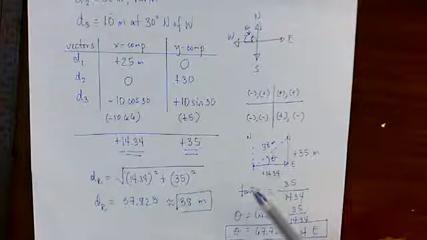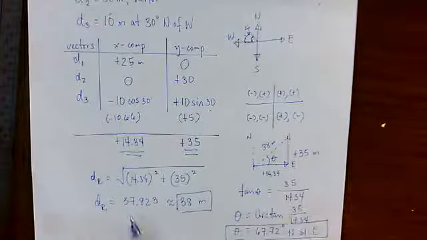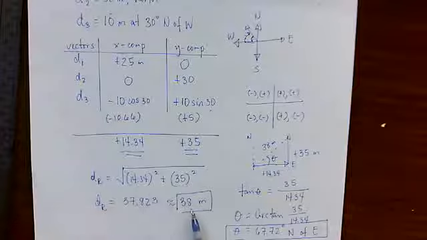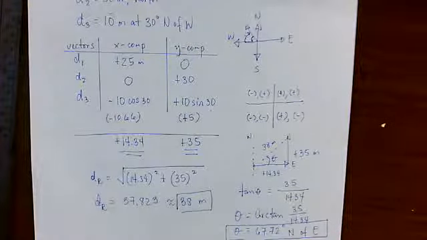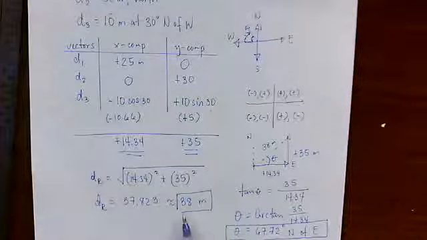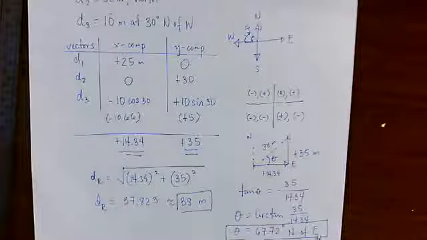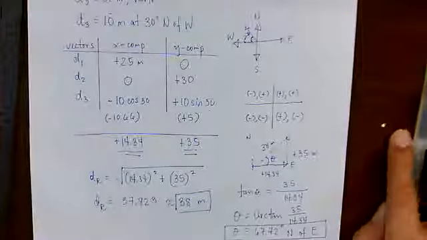Now, you always have to look for the direction because we're solving for the vector. So don't stop here. You have to do this one also. The answer is 38 meters at 67.72 degrees north of east. Okay, that's it. Thank you.